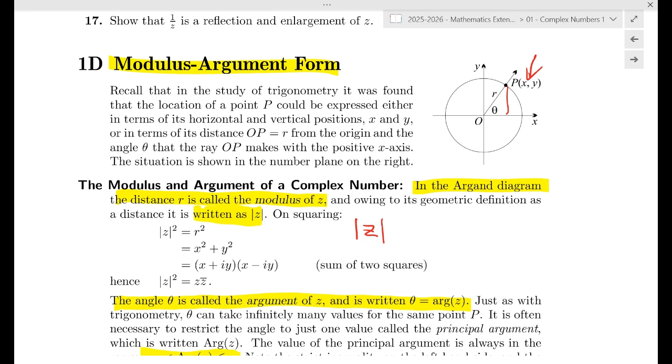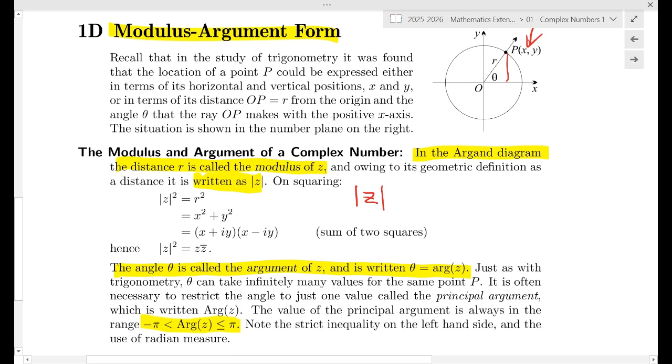And then the argument. So the argument of z is theta, the angle from the horizontal. So you can position anywhere around the complex plane just by having the angle that you've rotated around and the distance you've gone from the origin. And that's your Mod Arg form. All right, we all happy with that? Okay. So like trigonometry, there is what we call a principal argument.